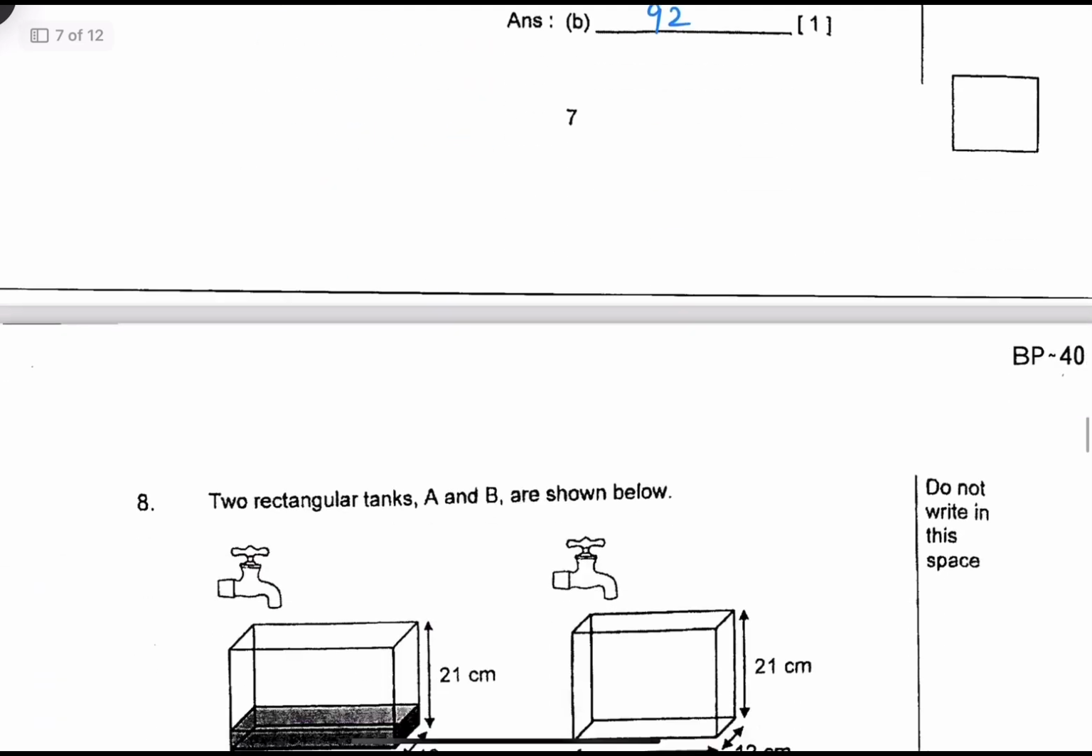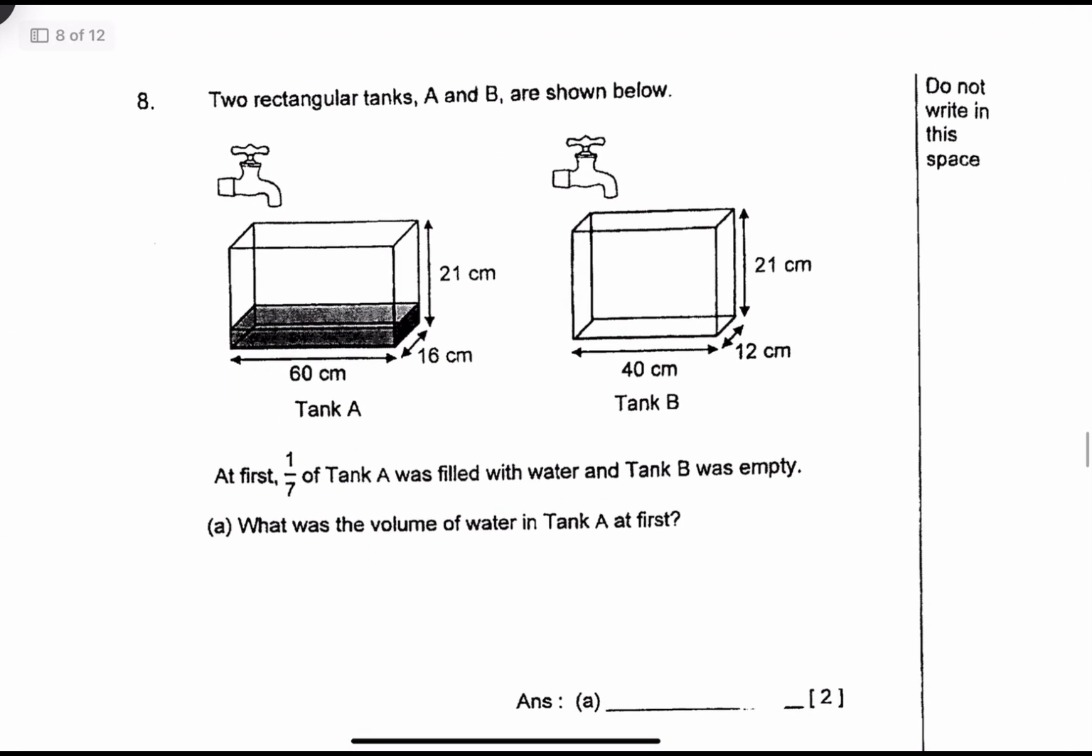Okay, let's go on to the next question. The two rectangular tanks A and B are shown below. So there are 2 tanks, one with water. At first, 1/7 of tank A was filled with water and tank B was empty. So what was the volume of water in tank A at first?